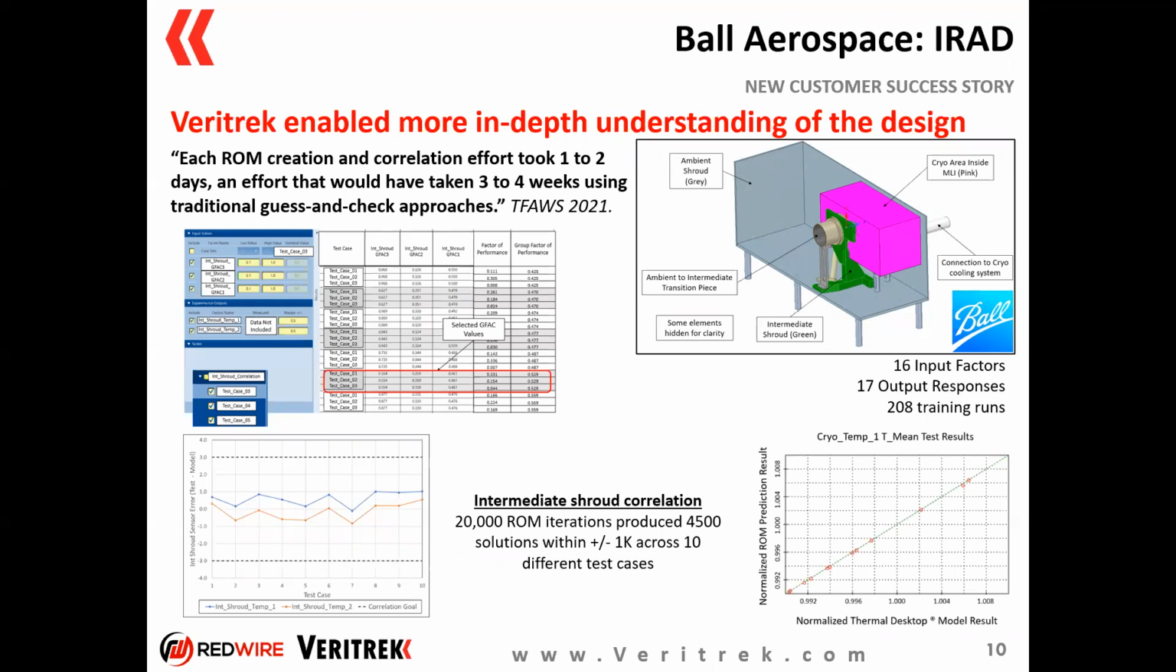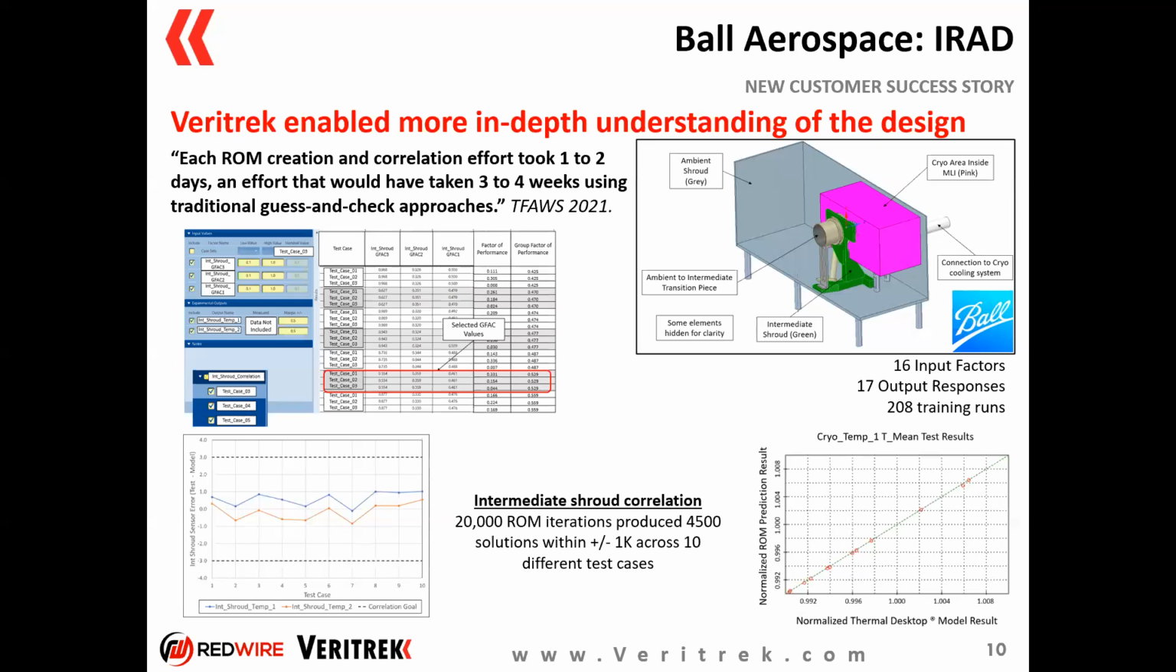In fact, they ended up using 20,000 ROM iterations to produce roughly 4,500 viable solutions that met their correlation requirements across 10 different test cases. So we have multiple test cases and multiple output responses that we're trying to correlate to multiple input factors. And by using Veritrek, we can do that relatively quickly.